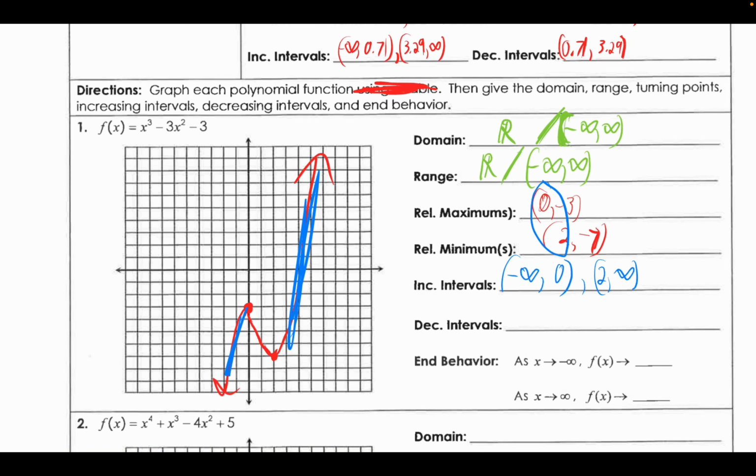Once again, using these x values, the decreasing interval, which we'll do in green, would be between the two. So between 0 and 2.